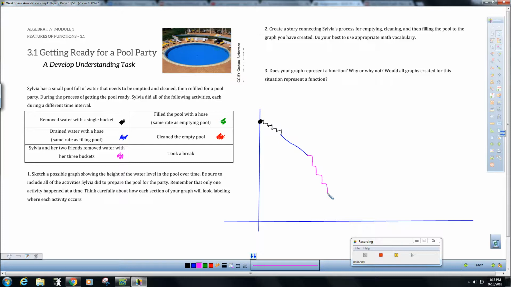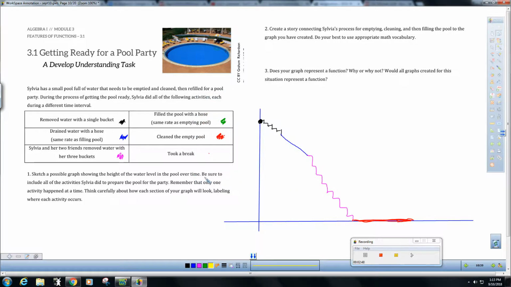Filled the pool with a hose. Why do they do that? I don't like that. We don't want to fill the pool yet. So then they cleaned the empty pool. So let's say they kept doing that until they were done. Well, during the red mark, this is the empty pool, so they're just cleaning it. So there's a little water in it, and then there's no more. I don't know how long it took to clean it, but this should be a nearly horizontal line. And then they took a break.